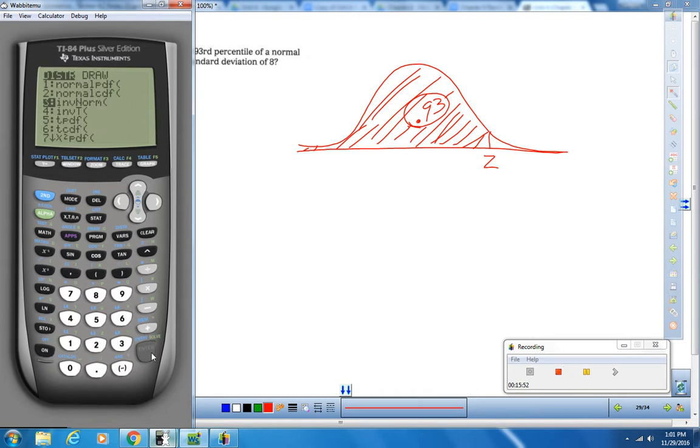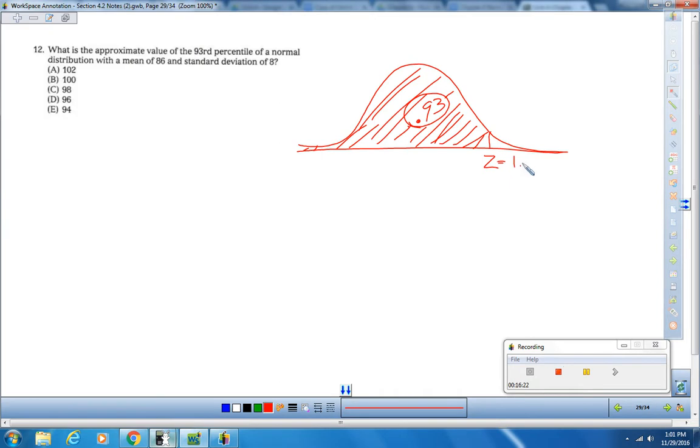Hopefully I can say this again. If I put in the area under the curve being 0.93, because that's what I have here, what this is going to give me right now is the z-score at that value. So that z-score is about 1.476. So we'll call that z-score 1.476. Well, why is that important?